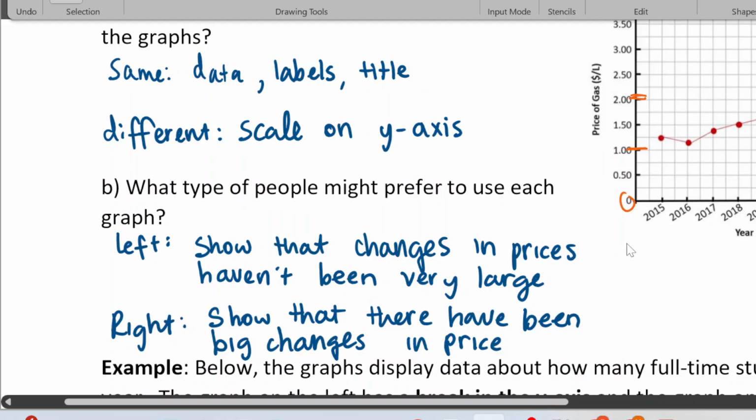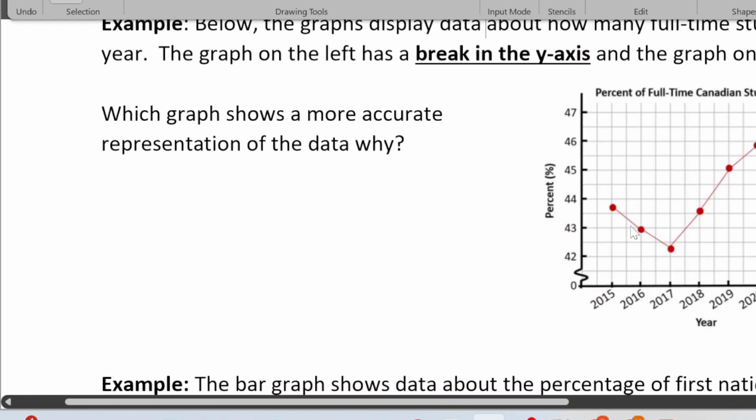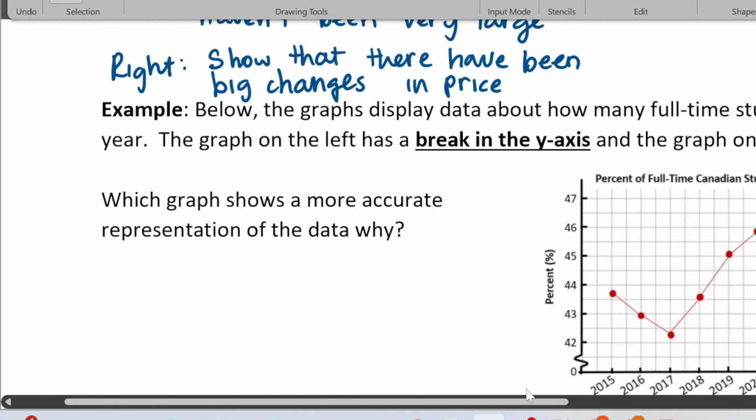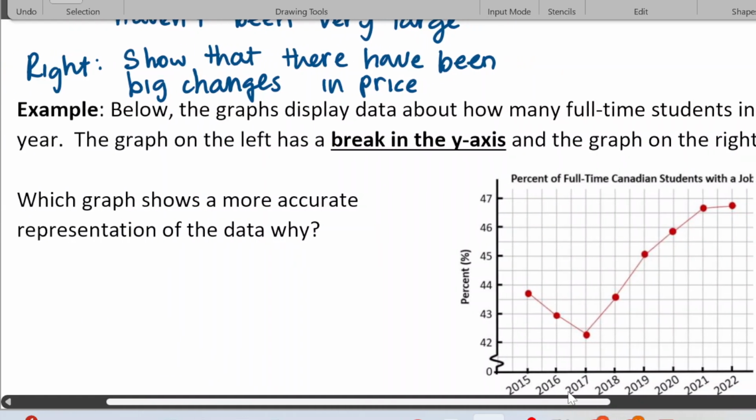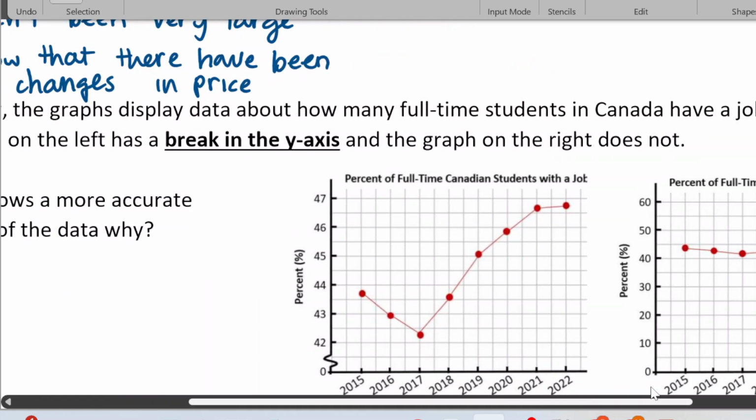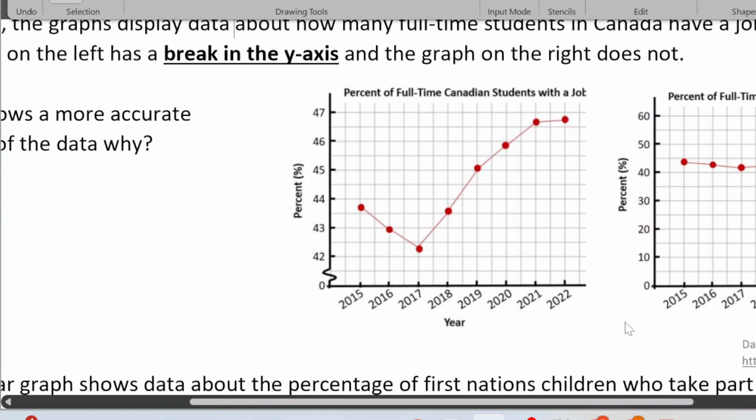Okay, here's another example. It says, below, the graphs display data about how many full-time Canadians have a job from year to year. The graph on the left has a break in the y-axis and the graph on the right does not. Okay, so again, we're seeing the same data set.